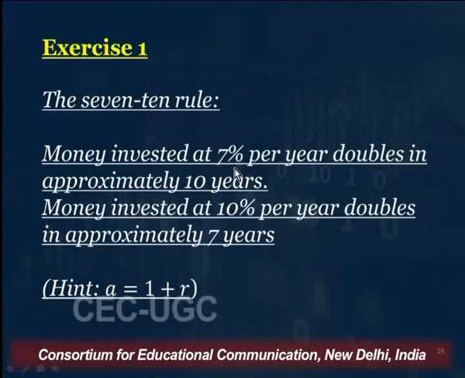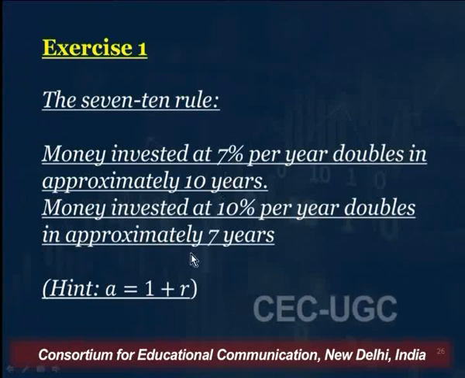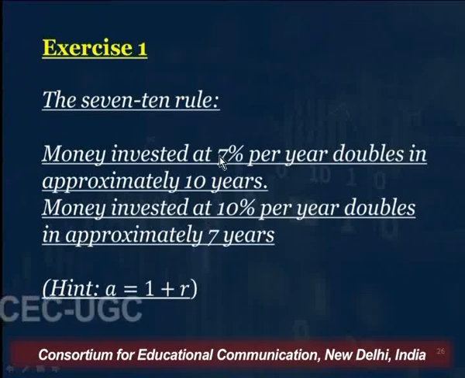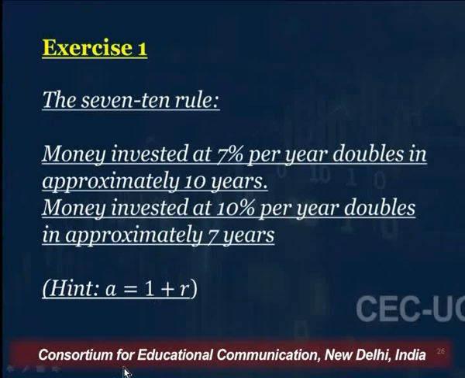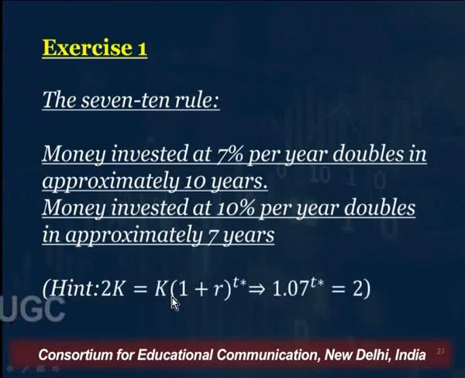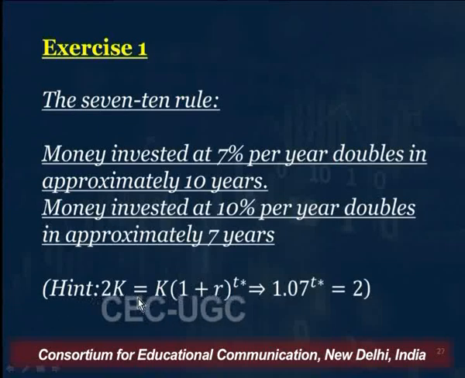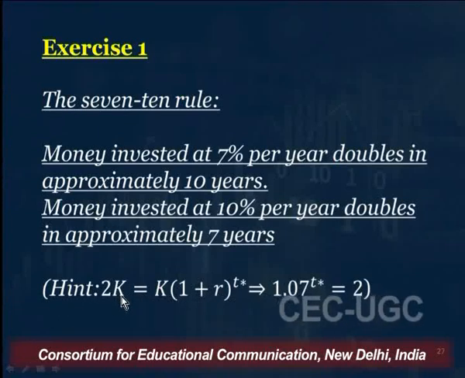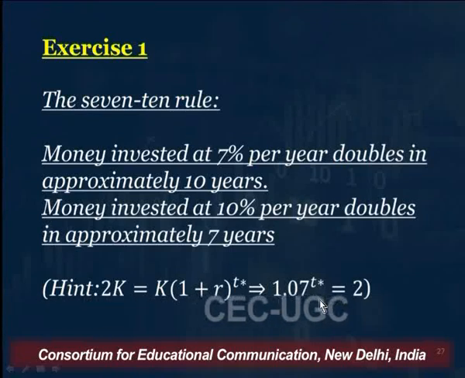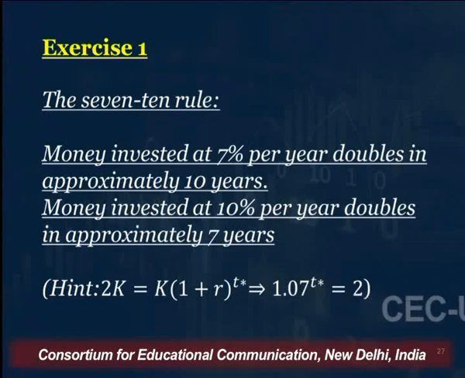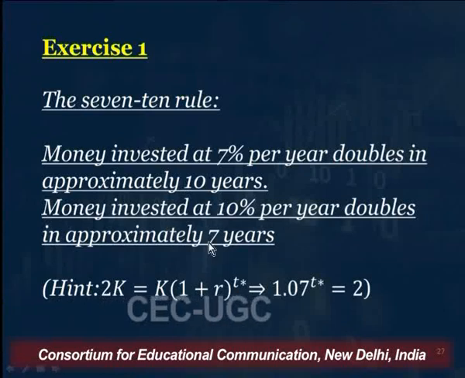And here again, the point here is that you should do this as an exercise. How would you calculate the doubling time? The interest rate in the first case is 7%, and you're saying that the doubling time is approximately 10 years. So remember, here a is equal to 1 plus r. So I'll just give you a hint here. For example, if you're looking at the first result, 2 times k, because k represents a principal amount, becomes equal to k times 1 plus r to the power t star. So your equation that you're solving for is 1.07 to the power t star is equal to 2. And once you solve for t star, you'll get approximately 10 years. Similarly, you can even do the second part of the result.